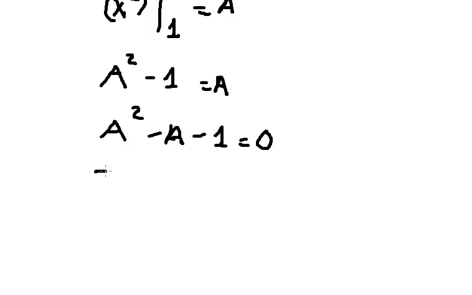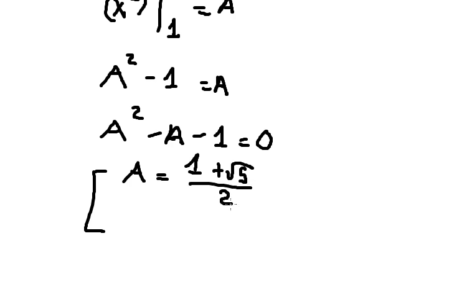And now we can find the value of 8. That is about number 1 plus the square root of number 5 over number 2. And 8 equals to number 1 minus the square root of number 5 over number 2. And that is the final answer.